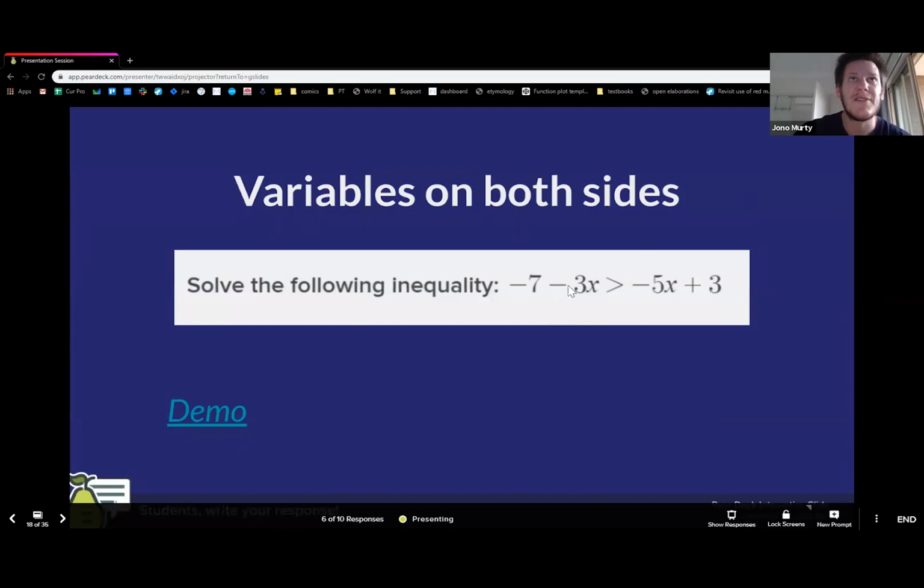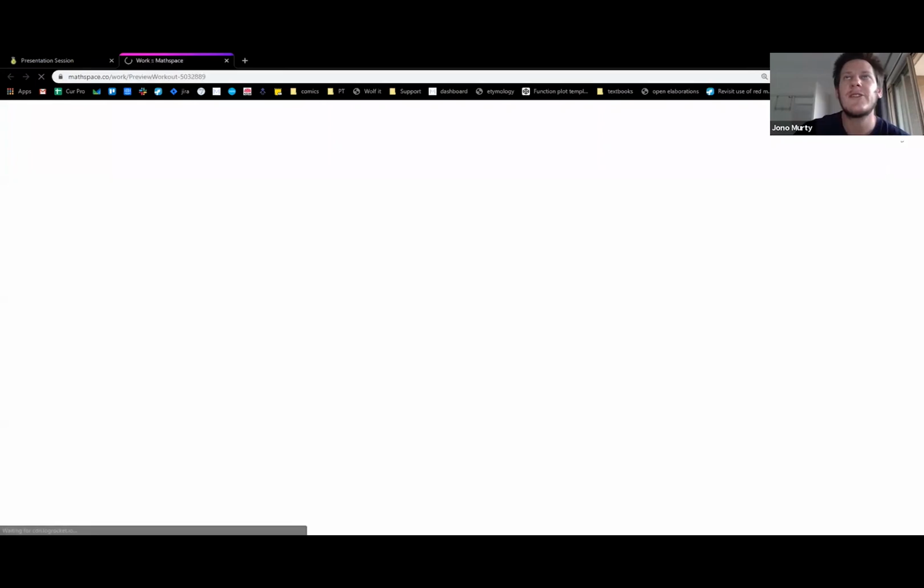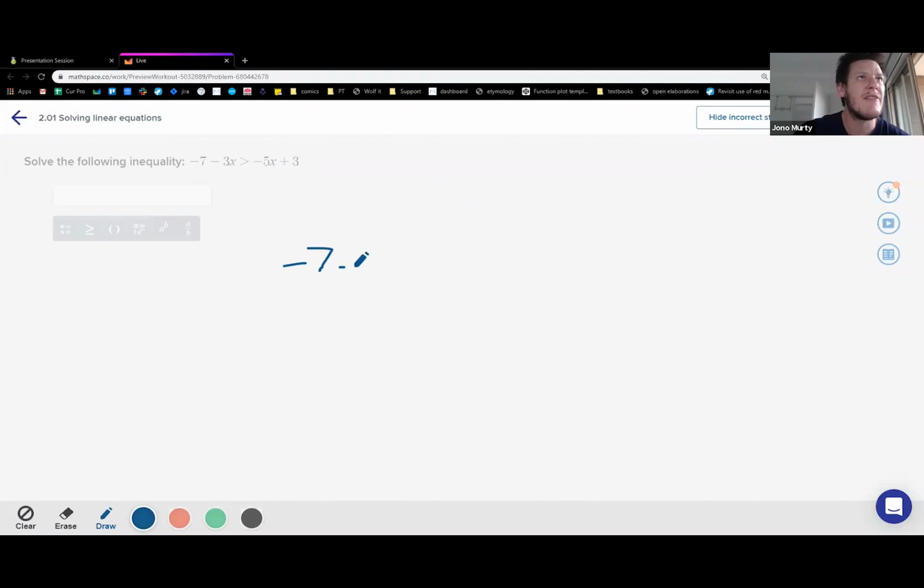What happens if x is 5? If x was 5, we would have this. -5 times 5 is -25 plus 3. So here I've got -22 is greater than -22. So that's when x equals 5. And these equal. So if that was a greater than or equals to sign, x equals 5 would be a solution. Most of you have said x greater than 5, which is good.